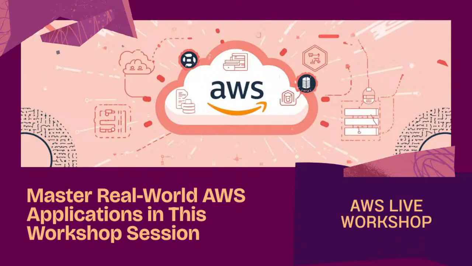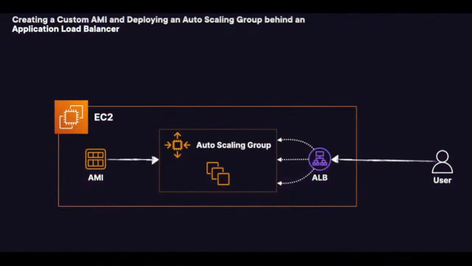Hello guys, welcome to session 2 of creating an AMI and deploying it in an autoscale group and using a load balancer, consuming it and trying to scale it. Let's get started. I don't want to waste much of your time. So this is what we will build.